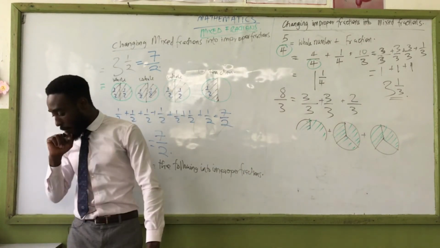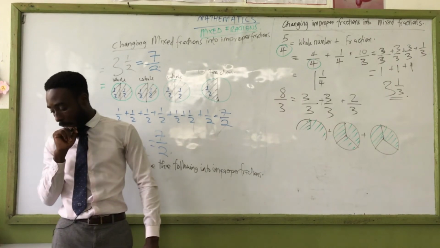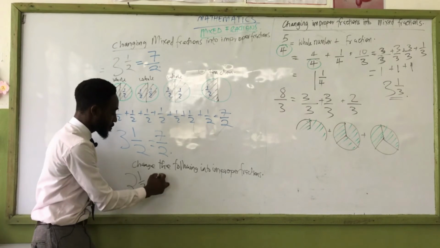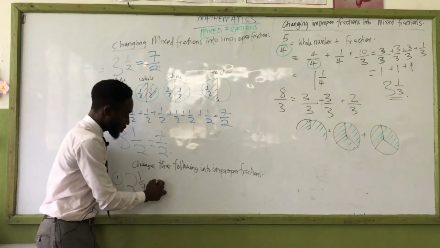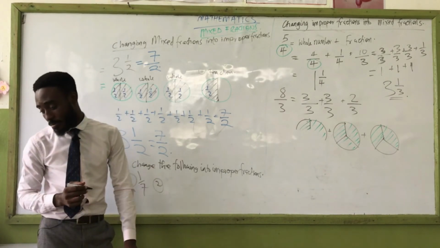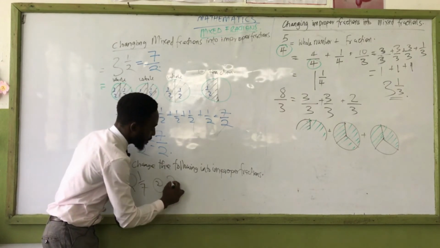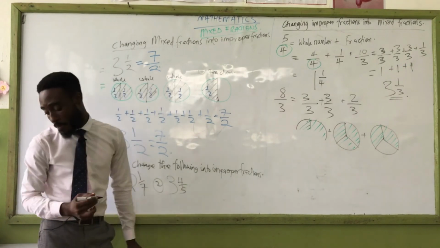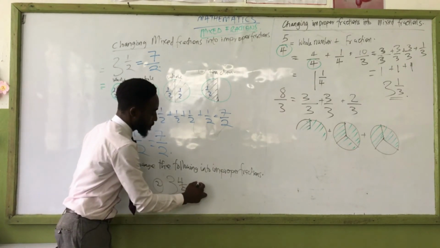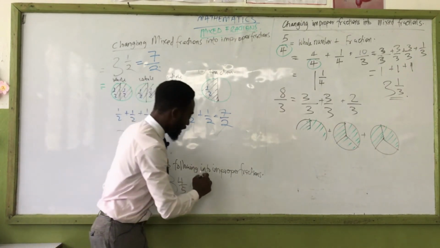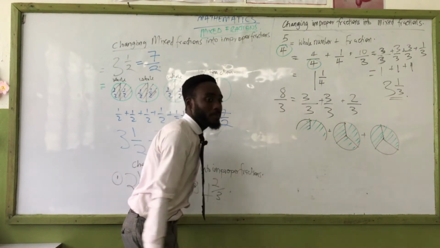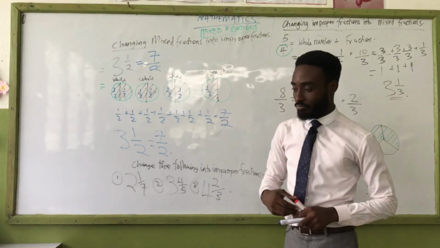That would be 2 whole number 1 over 7. Second part, 3 whole number 4 over 5. And then 4 whole number 2 over 3. All right. So start work.